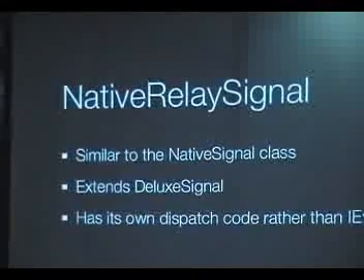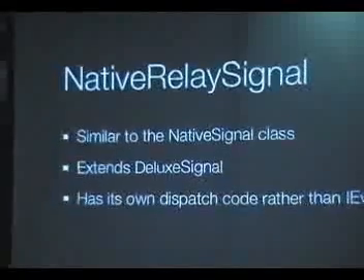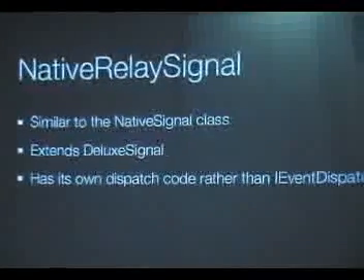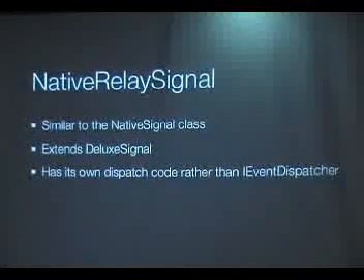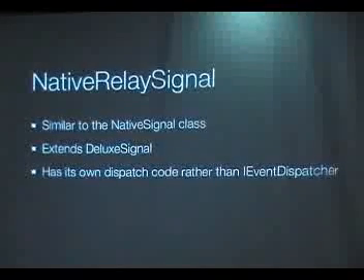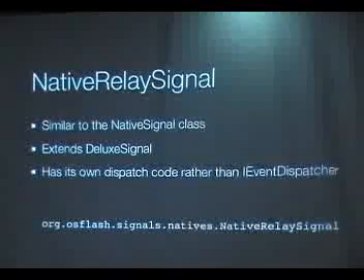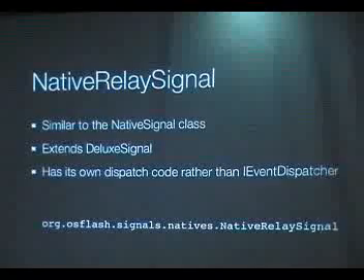So this is using bubbling. I'm not sure if you know about event bubbling. It's a concept where an event travels through the display list from one item to the other, goes up and down again through the display list. So in some cases you want to do that, and the native relay signal has support for that, because often mouse events rely on bubbling, so that's an important thing to have. So the class for that, org.signals.natives.NativeRelaySignal.